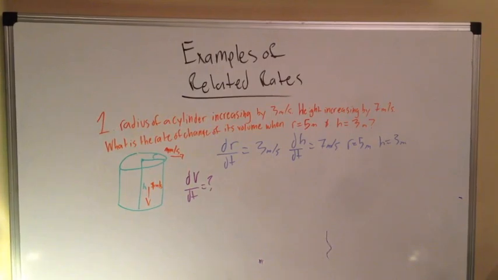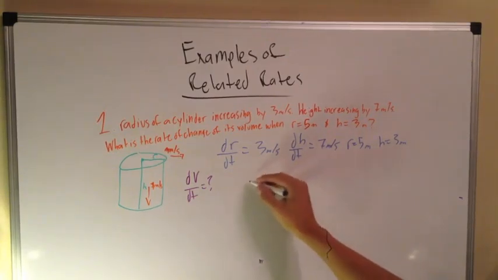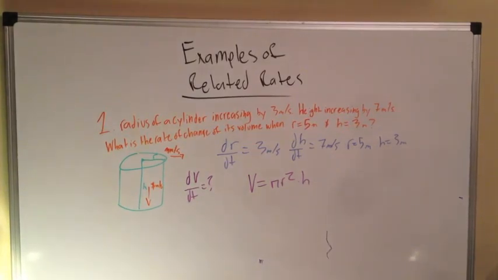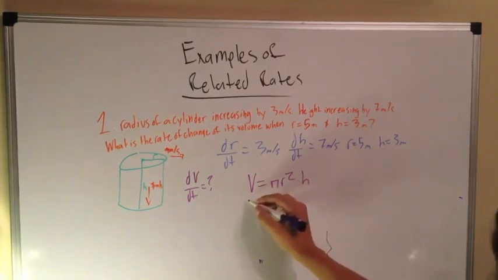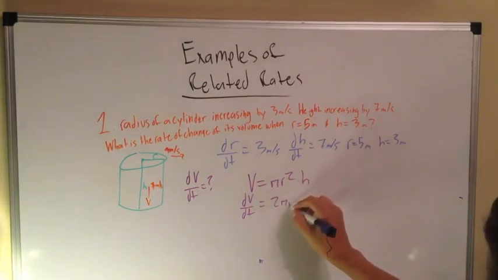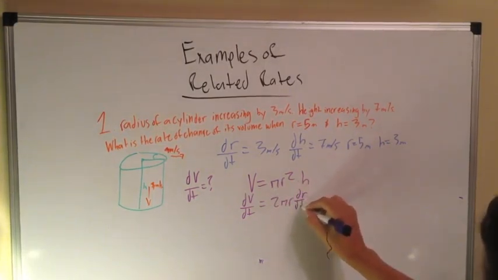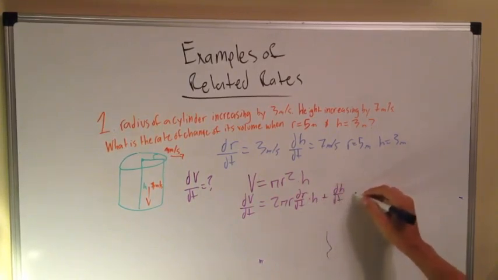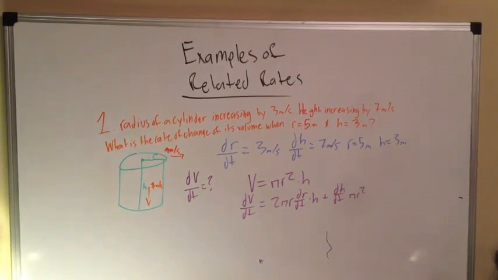Well, first you need to find an equation that relates all of these known values and this unknown value. So an easy equation would be the volume of the cylinder. So volume equals pi r squared times height. Now the next step is to differentiate both sides of the equation, leaving you with dV/dt equals 2 pi r dr/dt times height plus dh/dt times pi r squared.